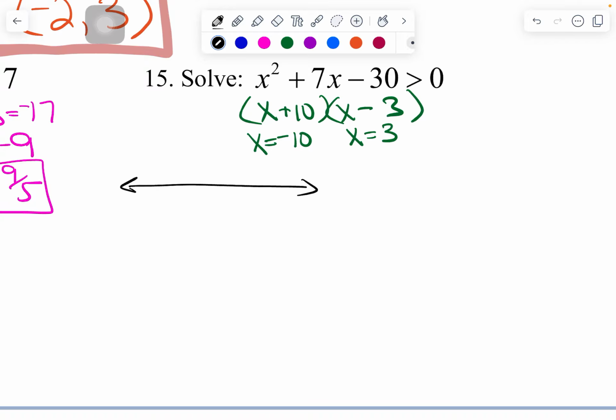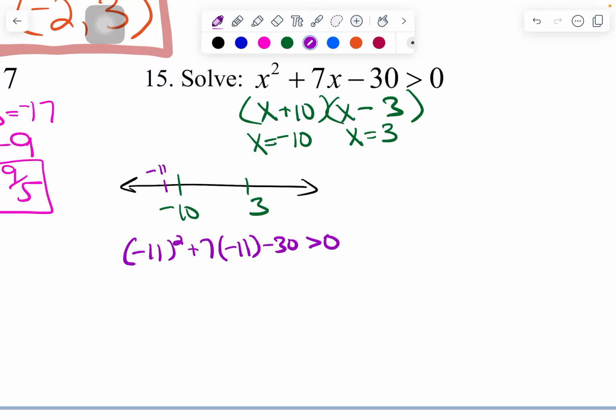On a number line here, let's go ahead and do negative 10, positive 3. And then I need to test it. So if I test over here with, let's say, negative 11. Okay. So negative 11 squared plus 7 times negative 11 minus 30 is greater than 0. All right, so let's see. Negative 11 squared is going to be 121. 7 times negative 11 is negative 77 minus 30, greater than 0.